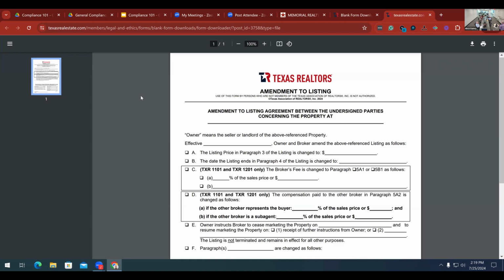Some brokers are saying not to upfront offer commission, and you base it on the offer you get. So if someone sends me an offer at full price and they want me to pay buyer's compensation, then I negotiate it.